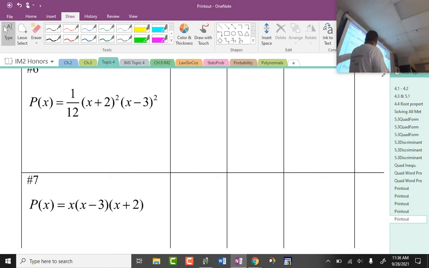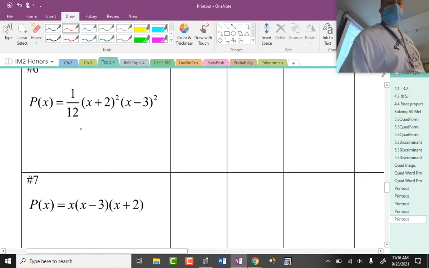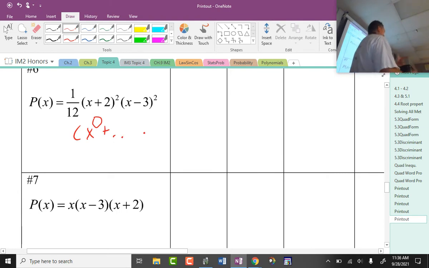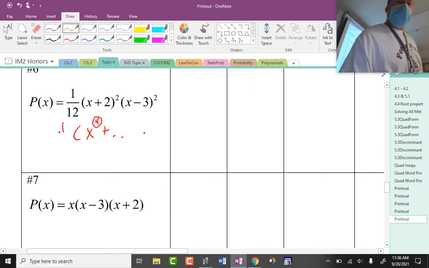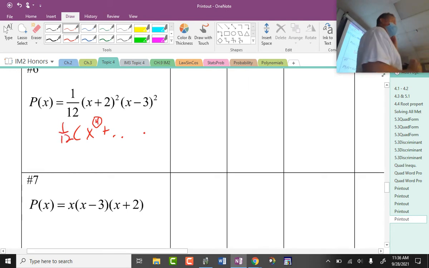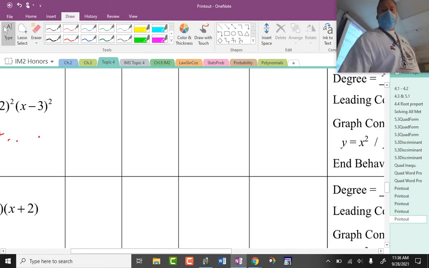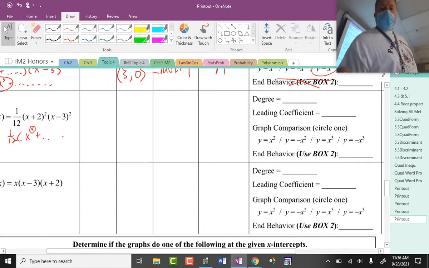If I were going to multiply this and get it all done, I'd have this long polynomial that's x to the what when you're done as the highest? What would the answer to that be? 3, 2, 1, go. 4. We got some people on board for this. But then you got 1/12 out in front, and then you distribute it. So the degree is 4.